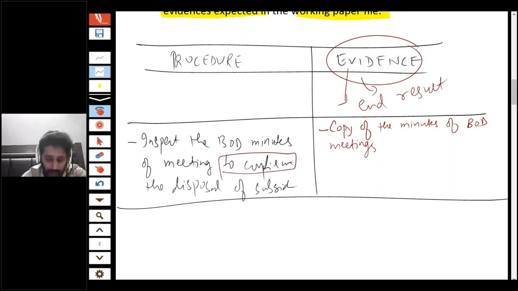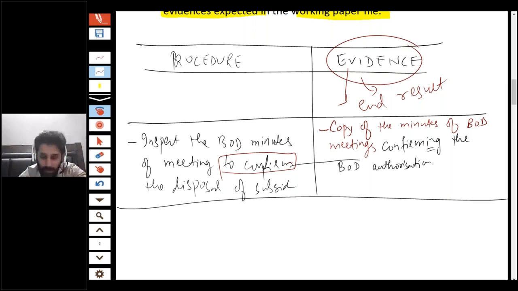It's written here "to confirm", but here I will be writing "confirming". That means that it is showing something. So: copy of the minutes of BOD meetings confirming the BOD authorization of disposal of subsidiary, right? One more example, then I will be coming to the question, right?